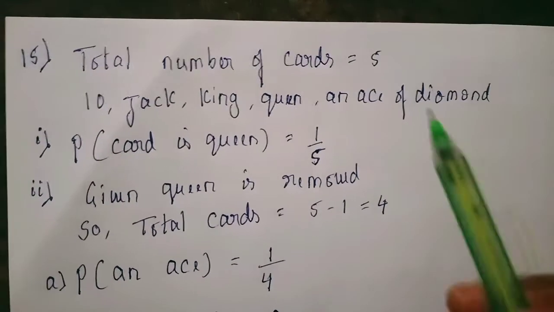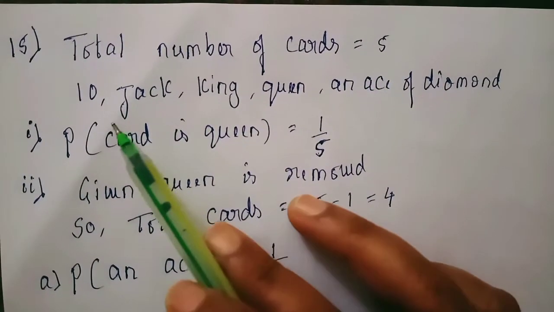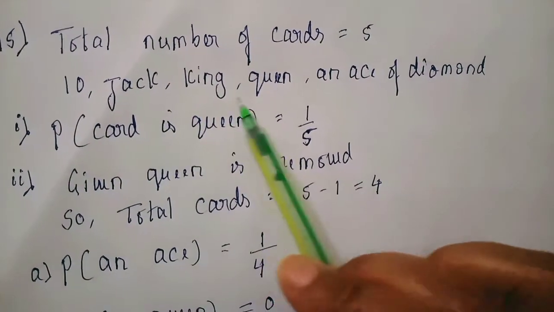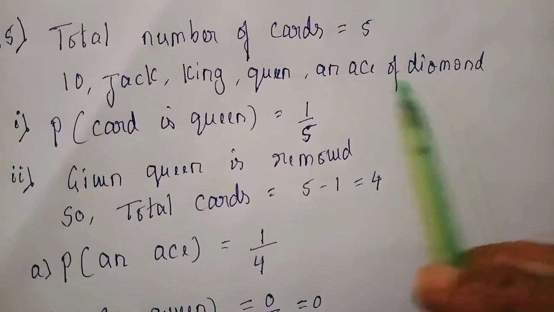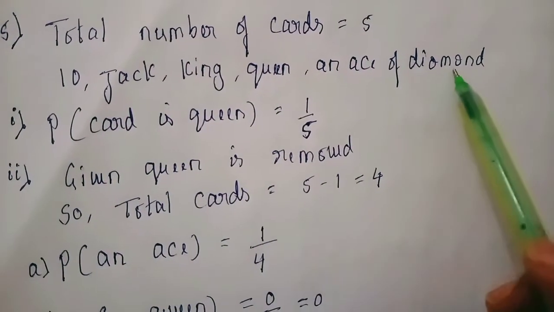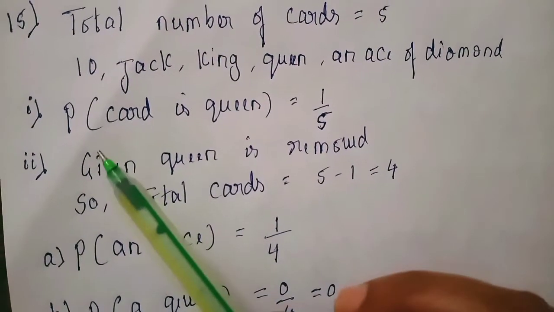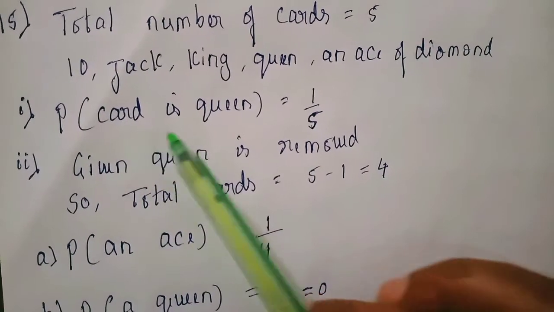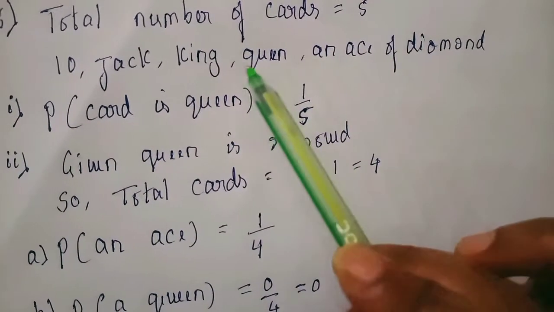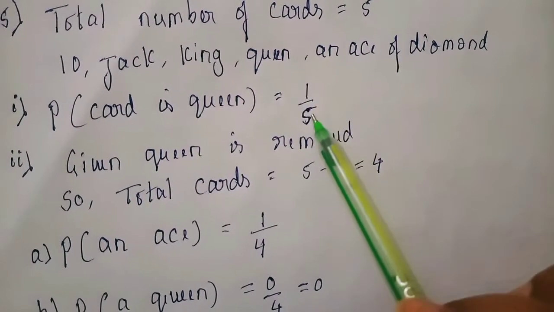So total number of cards is 5. So what are the 5 cards you have? 10, jack, king, queen and ace of diamond. This is nothing but the sample space. So the first question is asking the probability that a card is a queen. How many queens do you have? Only 1 queen. So 1 by 5.